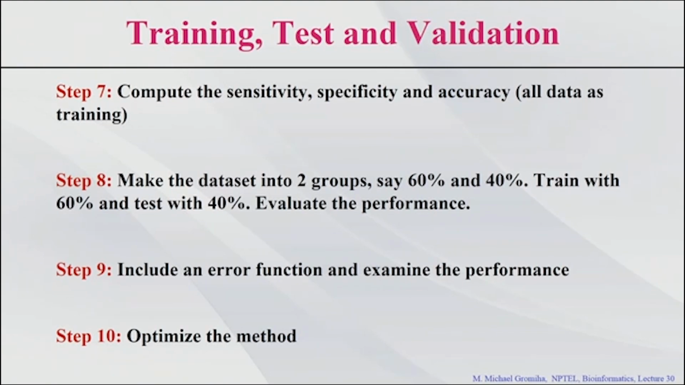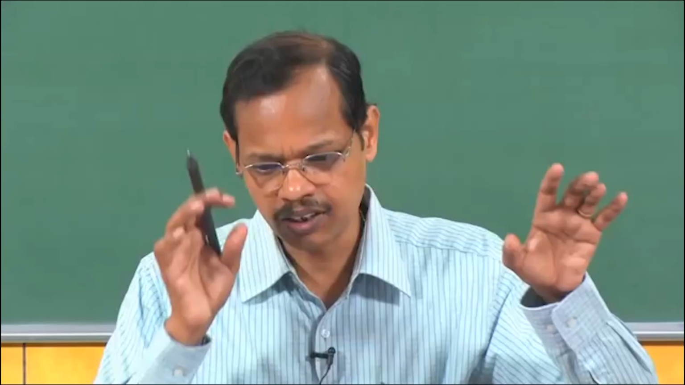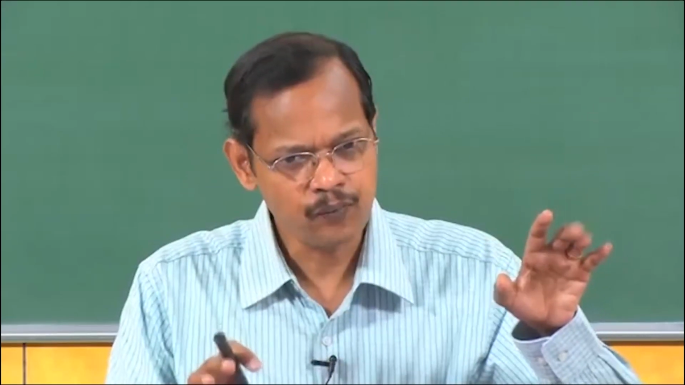Likewise, you can use all the data as training and evaluate the performance using the training data. Then you can make it into 2 groups. First, say 60% we use to get the composition for the TMH and the TMS. Then the remaining 40% we use to test, using the same values.